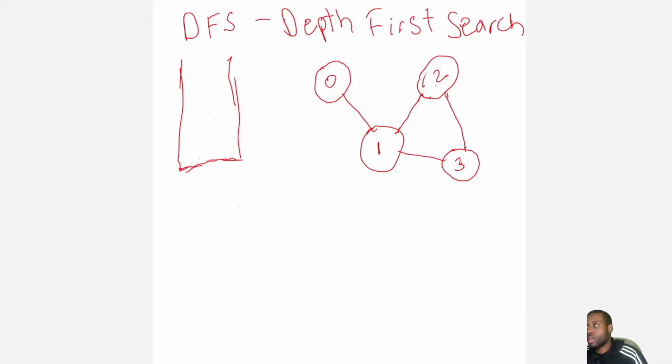It prioritizes going as deep as possible. Depth first search, what I'm saying. So it goes as deep as possible along each path, and then backtracks and then visits other paths that may be in the structure.